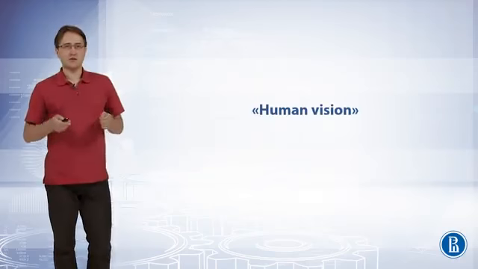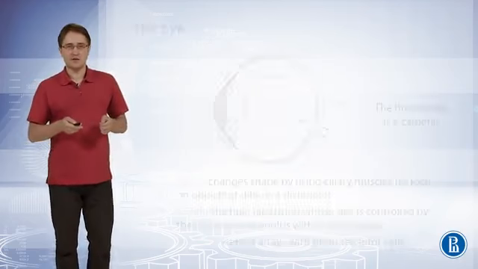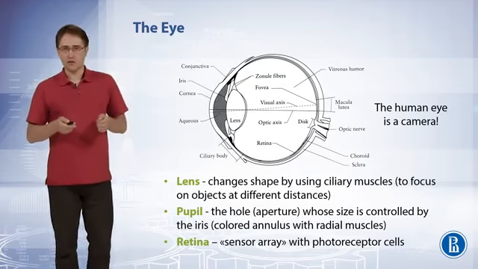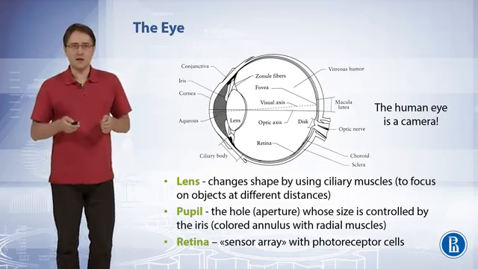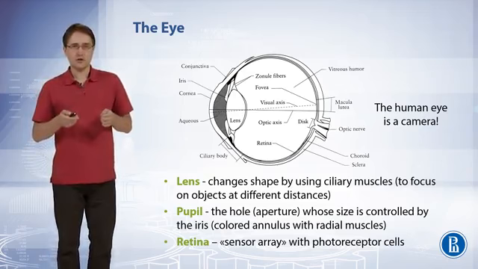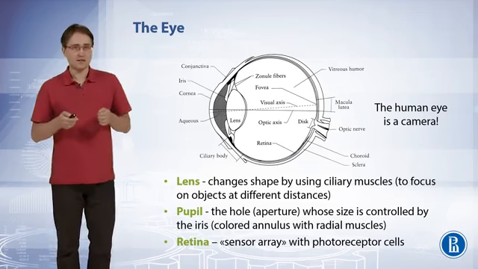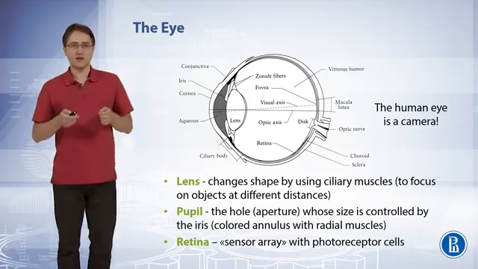Next, I will talk a little bit about human vision, to describe the difference between the human eyes and human vision systems and a digital camera. The human eye works similarly to the pinhole camera model. We have our own lenses, which can change shape by using circular muscles to focus on objects at different distances. We have the iris, which is a colored annulus with radial muscles.